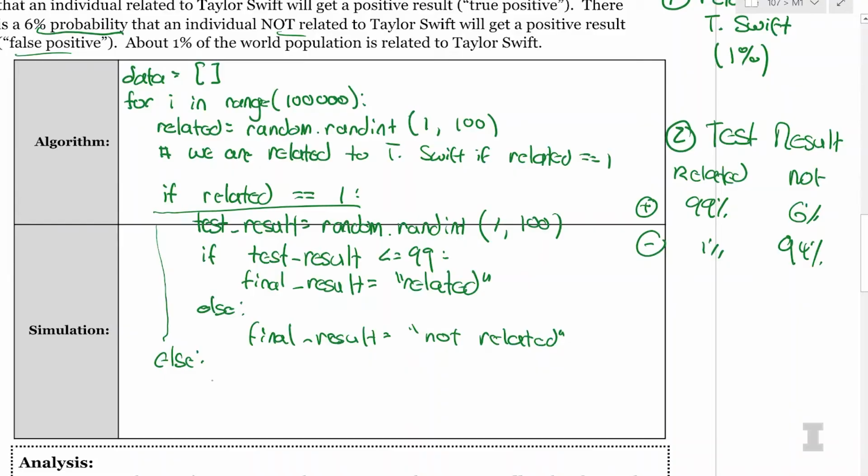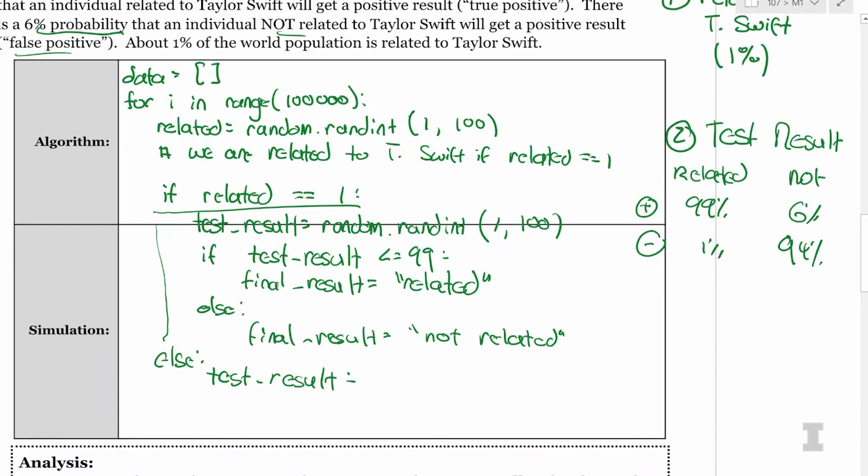So you can see how we're writing a lot more code here. This is the most complicated simulation yet, but it involves a lot more real-world variables. This is real genetic testing. So here we're going to do another test result. So this is a test result of if you were not related to Taylor Swift.